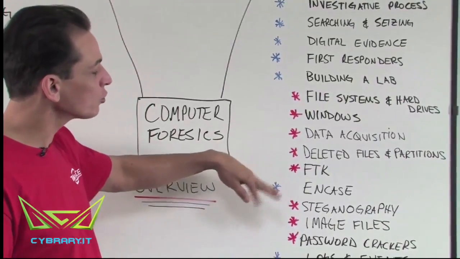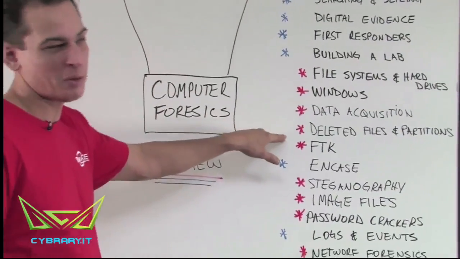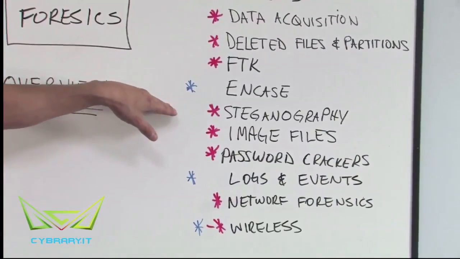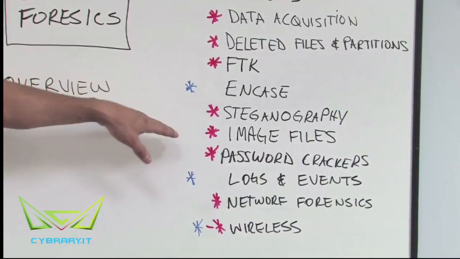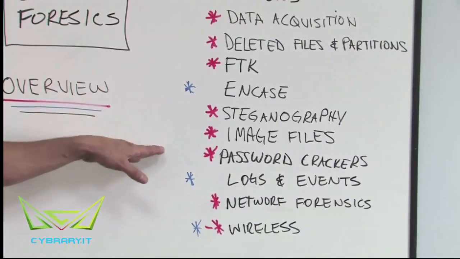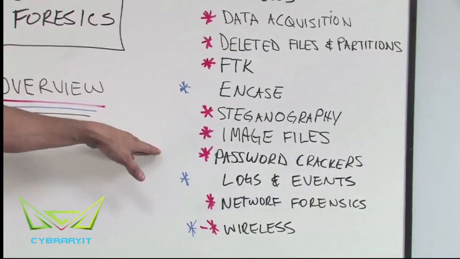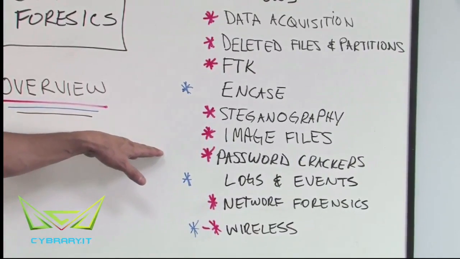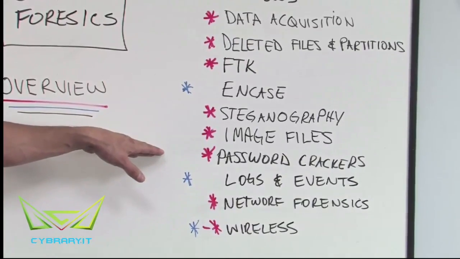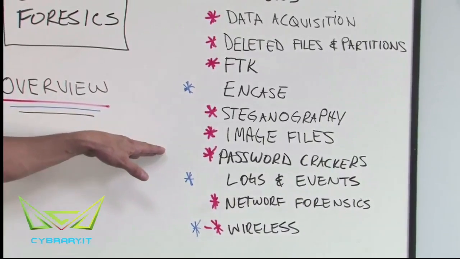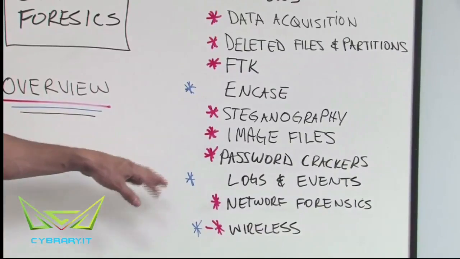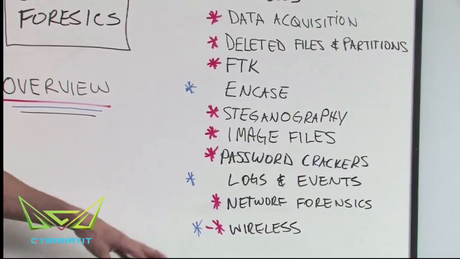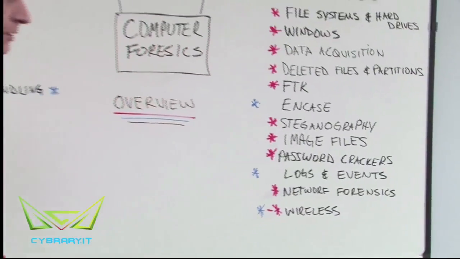We'll talk about open source tools like Forensics Toolcase. We'll talk a little bit about proprietary tools like Ncase. We'll talk about the amazing subject matter of steganography, image files, password cracking, how to do that. Everybody always seems to want to know about how John the Ripper works and some of the open source password crackers versus the password crackers that are out there literally by the dozens if you search online. How to look at logs, events, and event correlation. How to look at network forensics, and we'll finish up with wireless.